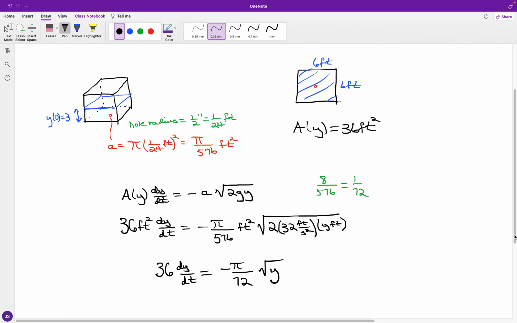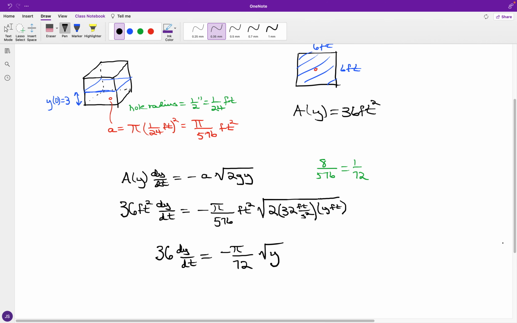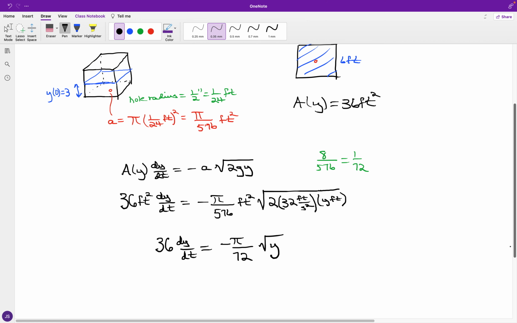And if I look at multiplying by negative 72 over pi, or 72 divided by negative pi, what we are going to have in this particular case is negative 2592 over pi, dy over dt, is equal to the square root of y.